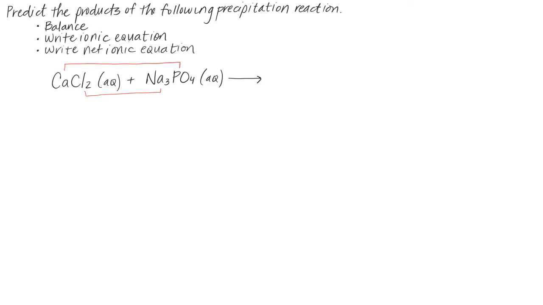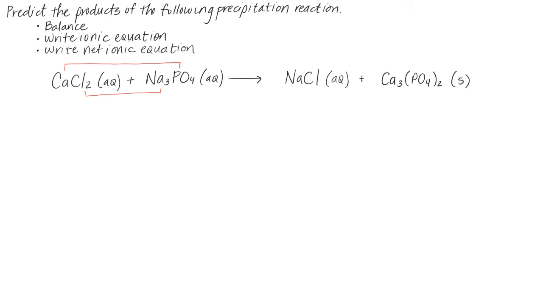We will produce sodium chloride, which has the formula NaCl. And we know that salt is soluble in water, so that is our aqueous product. We'll produce calcium phosphate, which has the formula Ca3PO4 and that is our solid product.